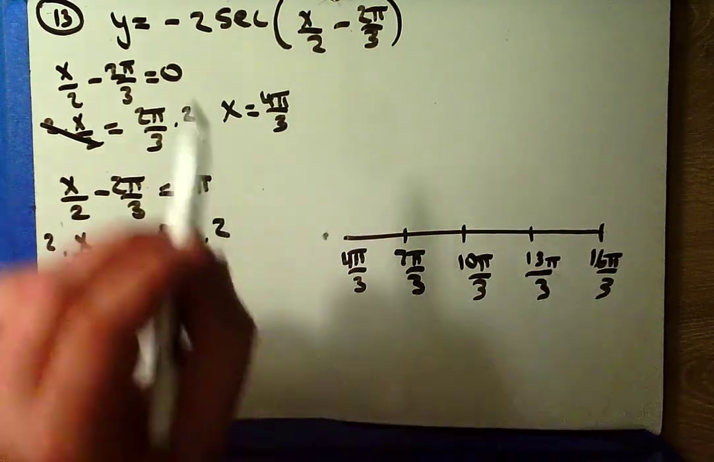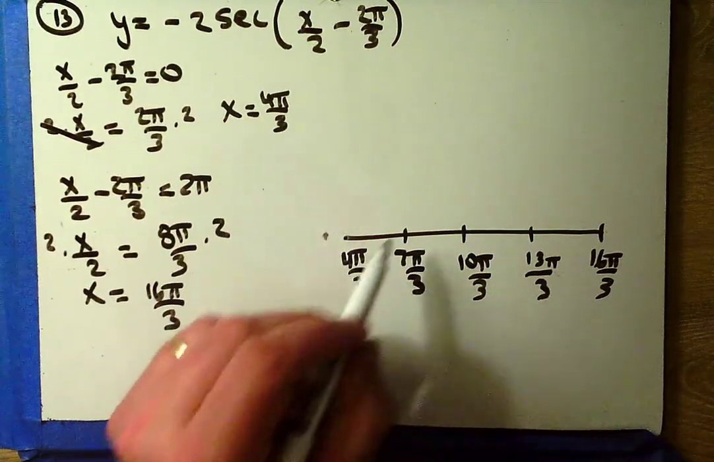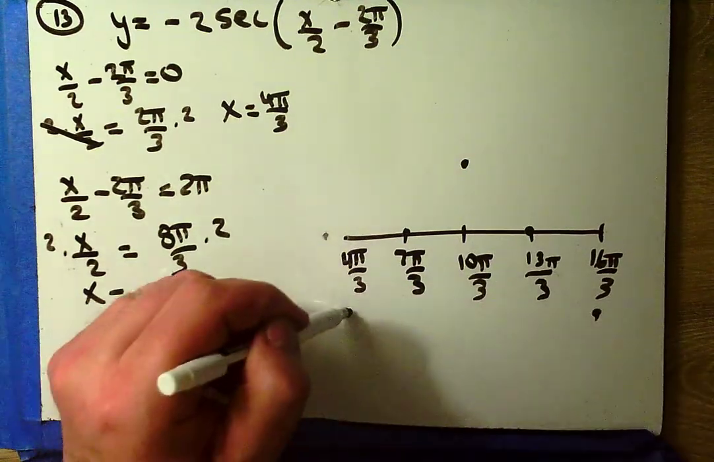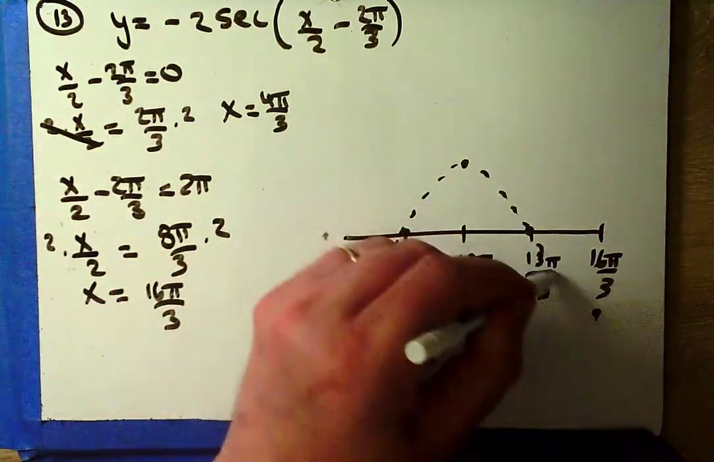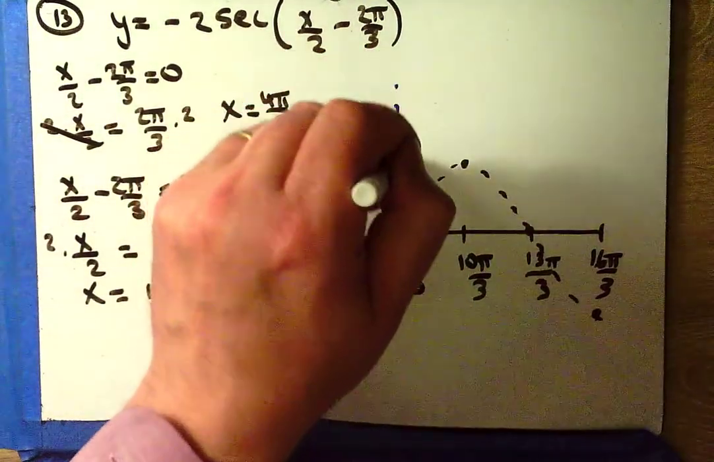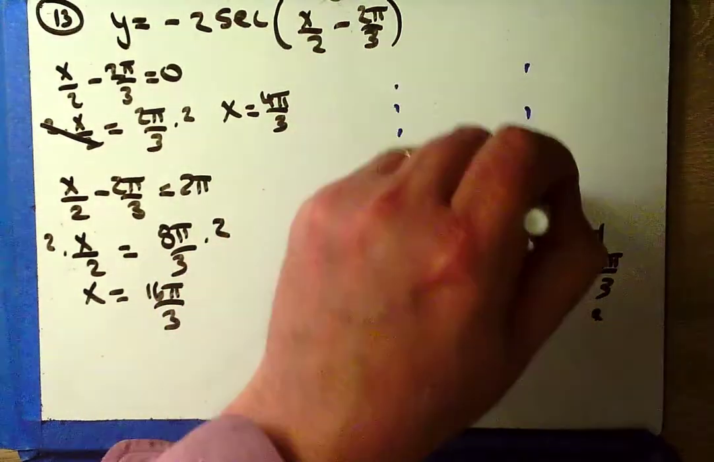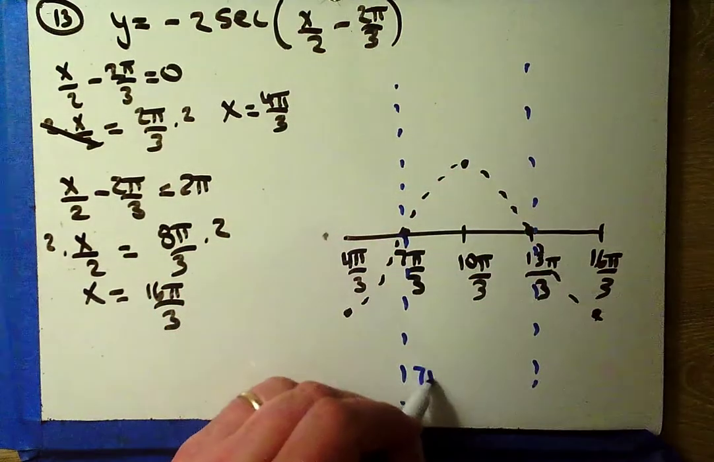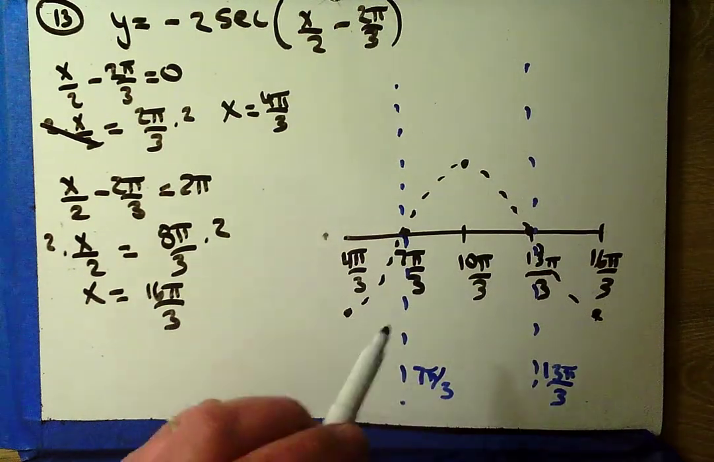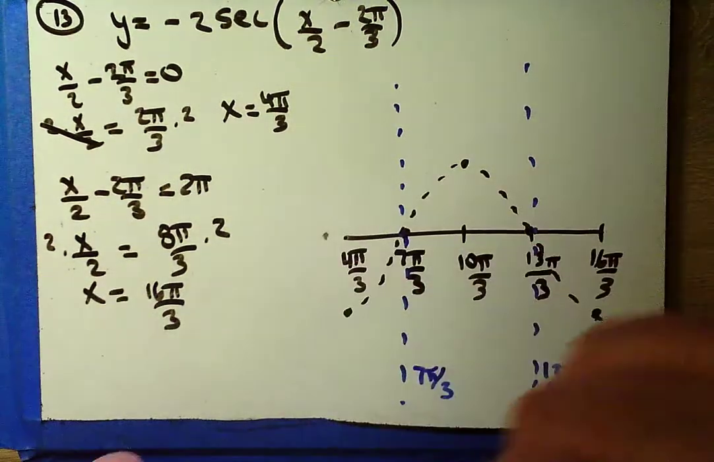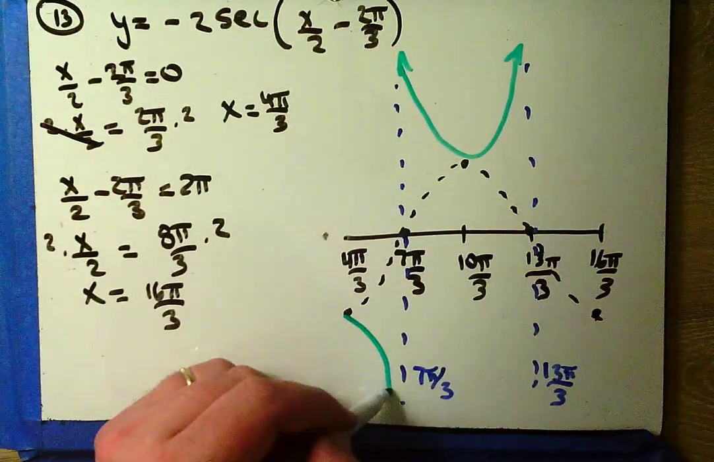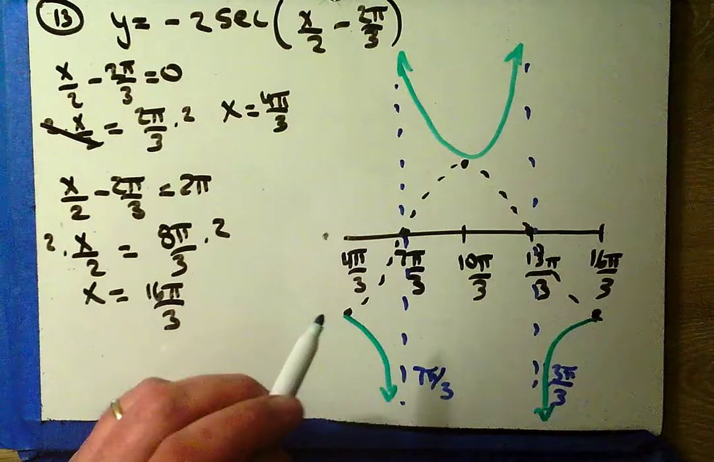Okay, now it's negative secant, so I start low, go to the midline, hop high, and then back down again. This would be my negative cosine. But remember, we're graphing negative secant, so wherever this cosine crosses the midline, we draw in our vertical asymptotes. Those would be at 7 pi over 3 and 13 pi over 3. And then we draw in the shape of our negative secant graph. This paraboloid here, half a paraboloid, and half a paraboloid.